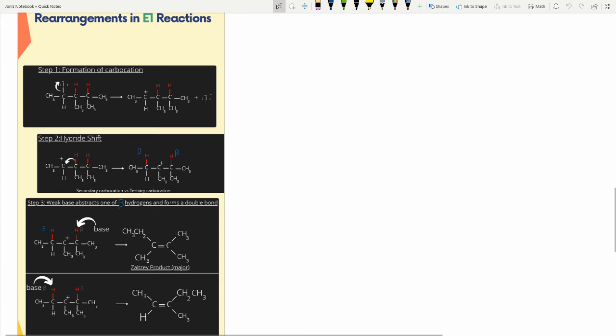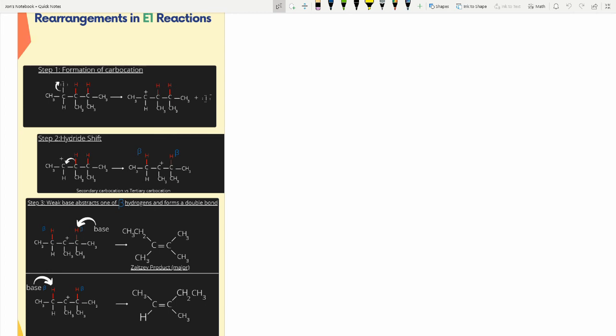Now, step 2 is the hydride shift. And now I've highlighted all the hydrogens in red. Now you can see the ones that will shift to help form the more stable carbocation. And as you can see, the carbocation goes from a secondary on the left, and as we shift the methyl or the hydride, the carbocation goes to a tertiary carbocation, which we said before is a more stable one.